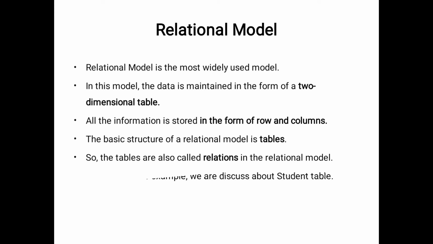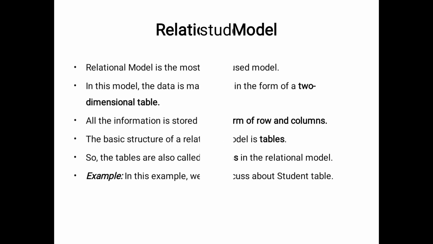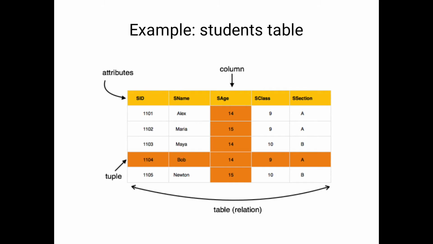Now we will discuss one small example table. Here I will consider one student table. Please observe. I will create the student table with the fields: student ID, student name, student age, student class, student section. Here I will consider 5 fields of data, that means 5 attributes. These attributes are related to the student entity: student ID, student name, student age, student class, student section.